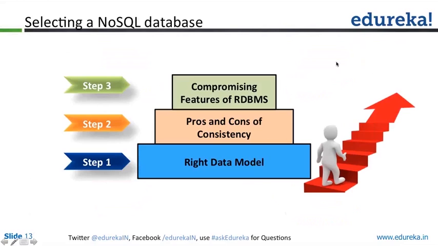Okay, so we have talked about the compromising features of RDBMS, pros and cons of consistency. Now let's look at how we choose the right data model. These are the important things which will help you to make the right choice when it comes to NoSQL systems.